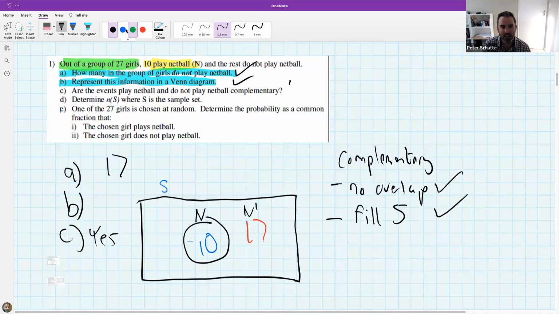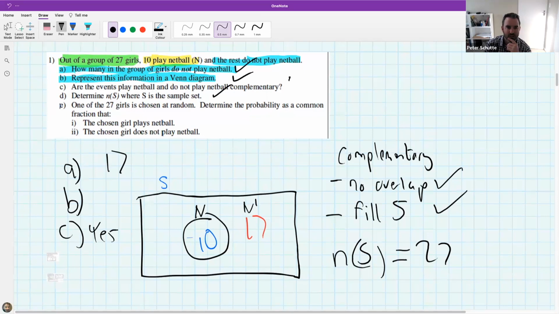Now, normally you can play more than one sport, but in this question, they said the rest do not play netball. Okay, determine what N of S is. What is the N of S in this question? Yep, 27. Okay.